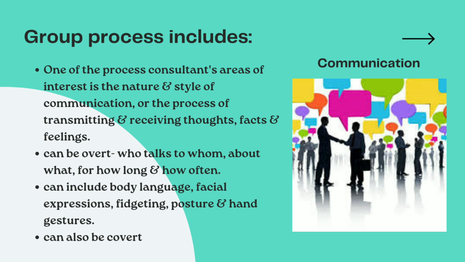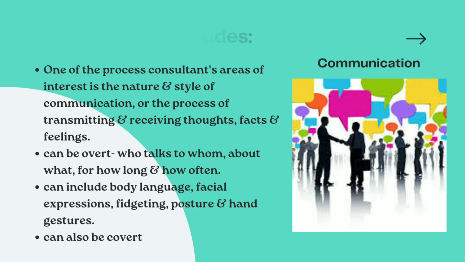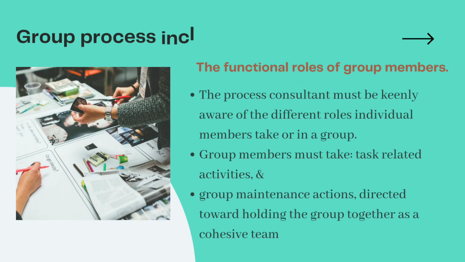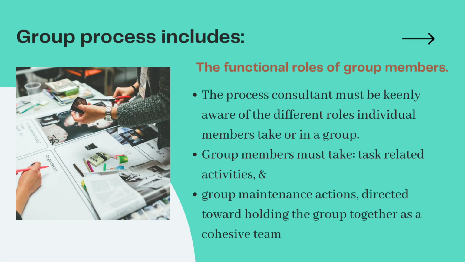Communication can be overt: who talks to whom, about what, for how long and how often. It can include body language, including facial expressions, fidgeting, posture and hand gestures. Communication can also be covert, as when a manager says, "I'm not embarrassed," as his or her face turns scarlet. Covert communication is hidden, and the process consultant often seeks to find the best way to make the message more explicit.